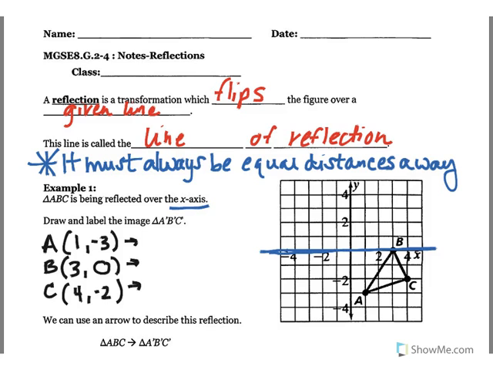So we are going to take these and count the same amount of distance on the opposite side of the line. So if you look on the bottom side of the blue line, C is 2 spaces away. So we need to come to the opposite side and make C prime 2 spaces away to reflect it. So the coordinates for C prime would be at 4, 2.